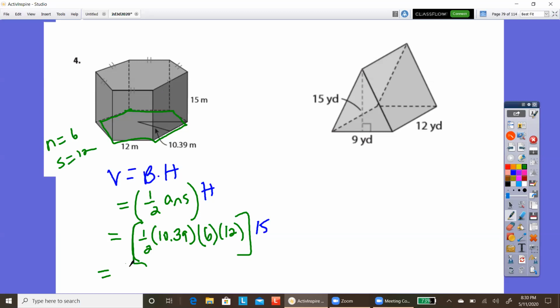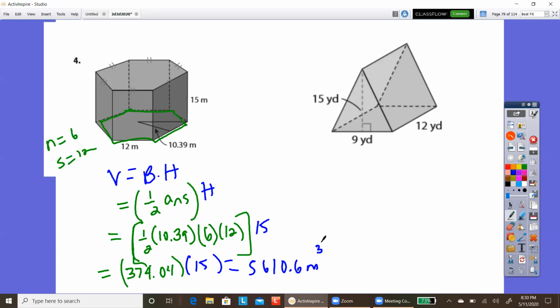The area of the base, or how many cubes there are in the bottom layer, is 374.04. And then that I'm going to multiply by the number of layers, which is 15. And that's going to be 5610.6 cubic meters.